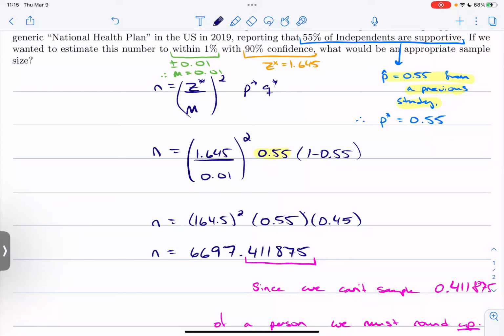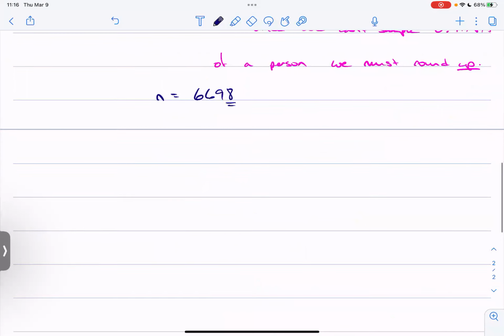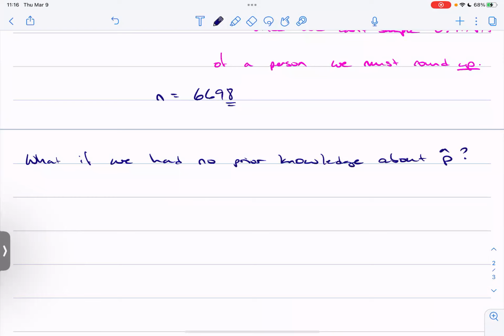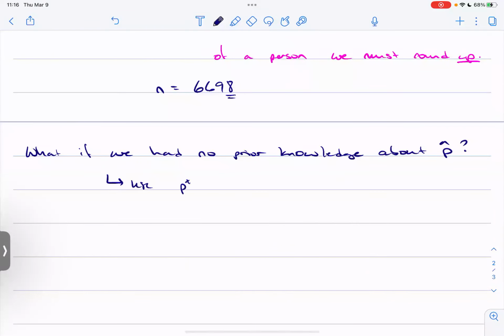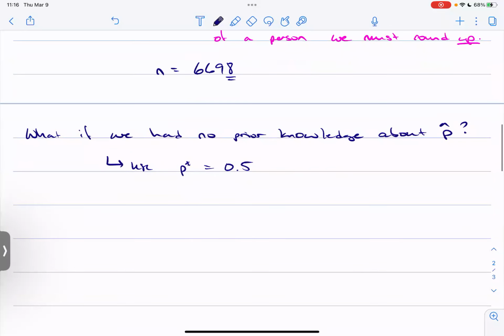How would the sample size that we would need change if we didn't have that prior knowledge? We said, okay, if I don't know anything, then I'm going to maximize the N. So what if we had no prior knowledge about P hat? Then we're going to use P star equal to 0.5, right? The only thing that changes in our formula is N is Z star divided by M, squared, times P star times Q star.